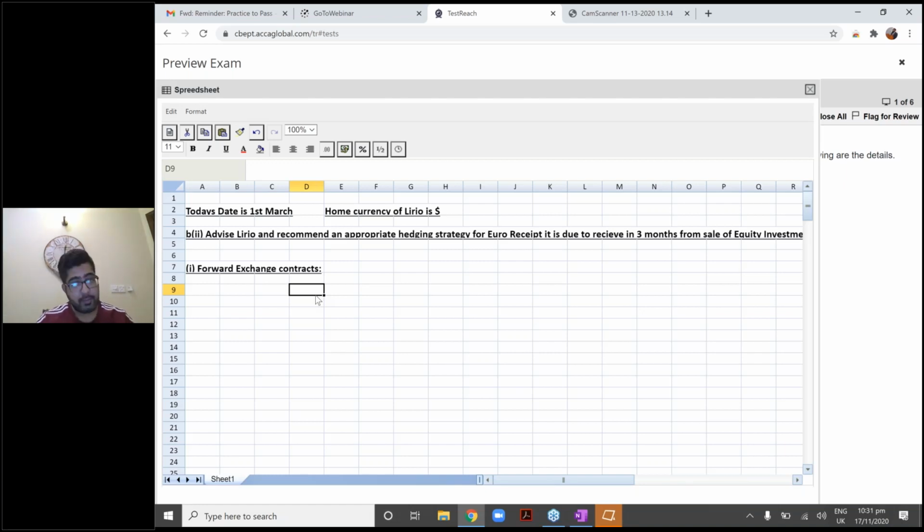So obviously, to advise which is the best one and recommend which is the best one, we have to solve all 3 and then decide. We have to solve all 3 and then decide, because that's the only solution. The company is considering 3 hedging strategies, so to advise which is the best one, you need to deal with all 3 and then decide. The first strategy is forward exchange contract. Okay, it's just a one-line solution. Now go back to the question for forward exchange contract.